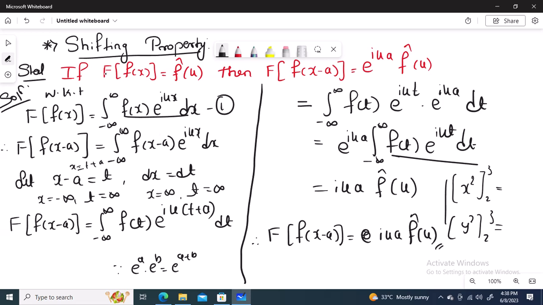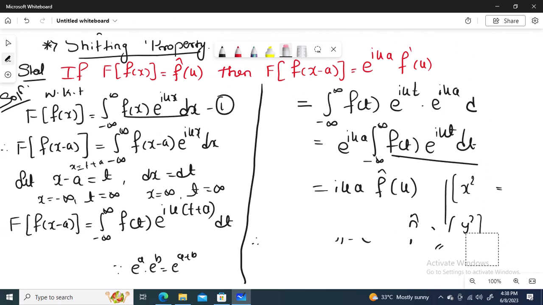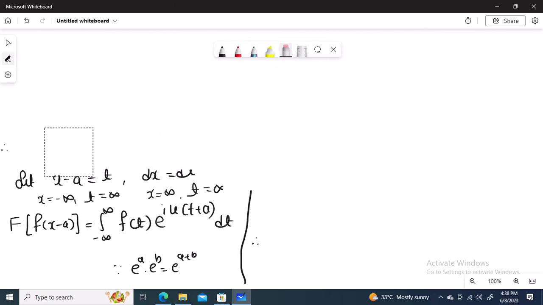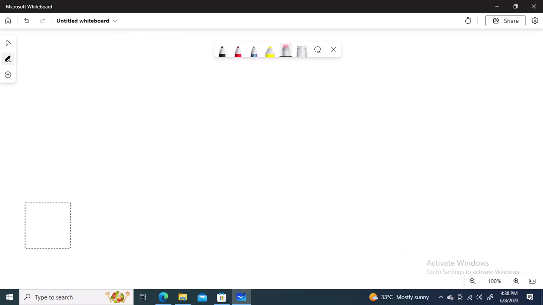So this is what we call the shifting property. A very important property in the Fourier transform. So the last property is called the modulation property. I'll give the statement, and I'll leave the proof for your practice. You have to do that proof on your own. As usual, simple: you have to operate the definition, then write the proof.